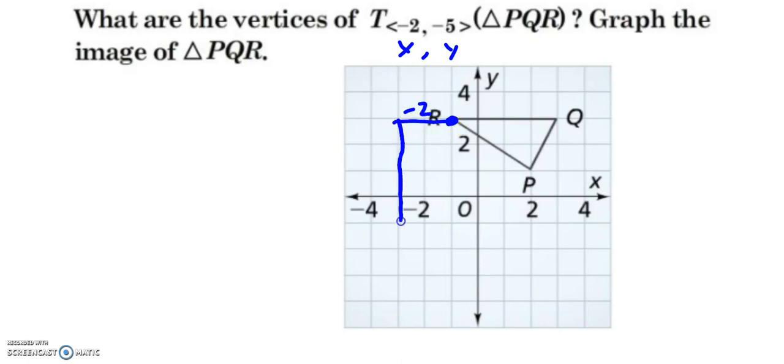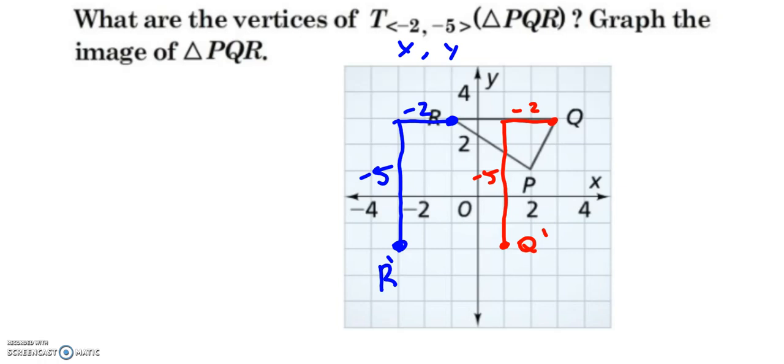1, 2, 3, 4, 5. -2, -5. So now this is the point R prime. The next one would be Q. I'm going to do the same exact thing. I go 1, 2, -2, down 1, 2, 3, 4, 5. That's -5, and there gets me Q prime.